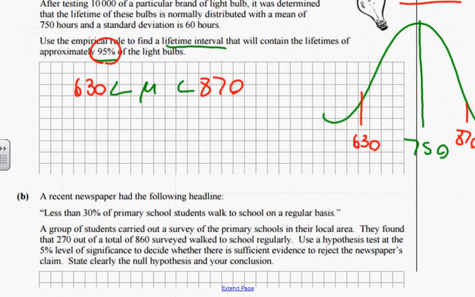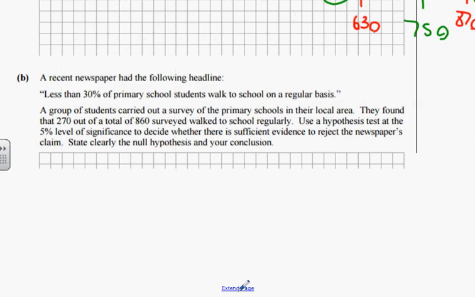Now, this one was the one I gave you notes on. Not in here, but I gave you handouts when we did it in class, okay? So I really want you to remember this one. This is what's called hypothesis testing, okay? Now, hypothesis testing is done the following way. A recent newspaper had the following headline: less than 30% of primary school students walk to school on a regular basis. A group of students carried out a survey of primary schools in their local area.